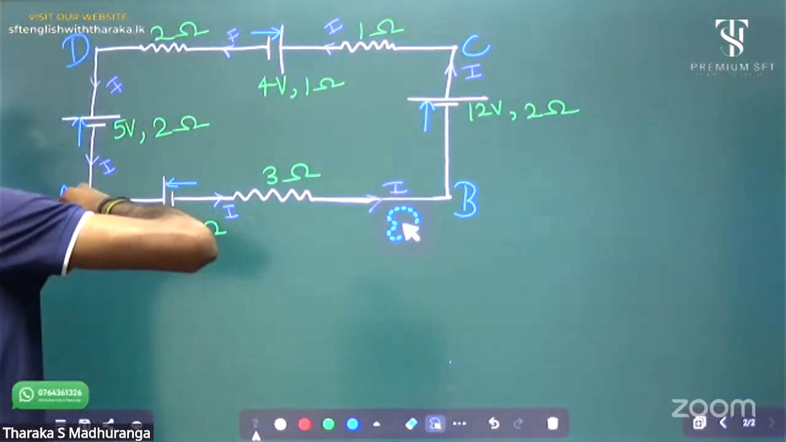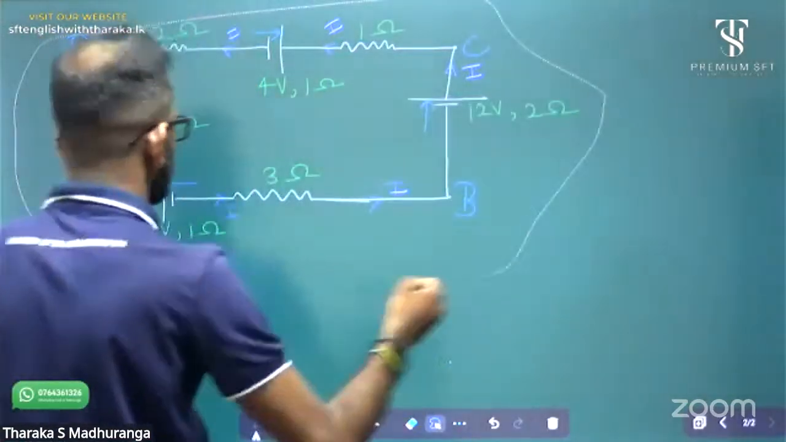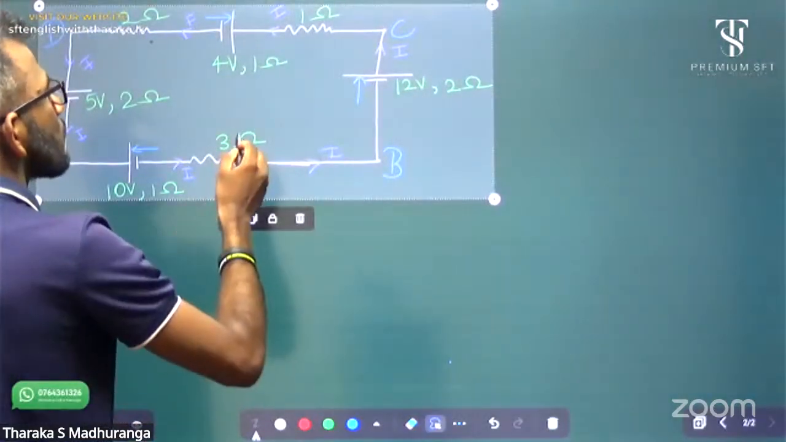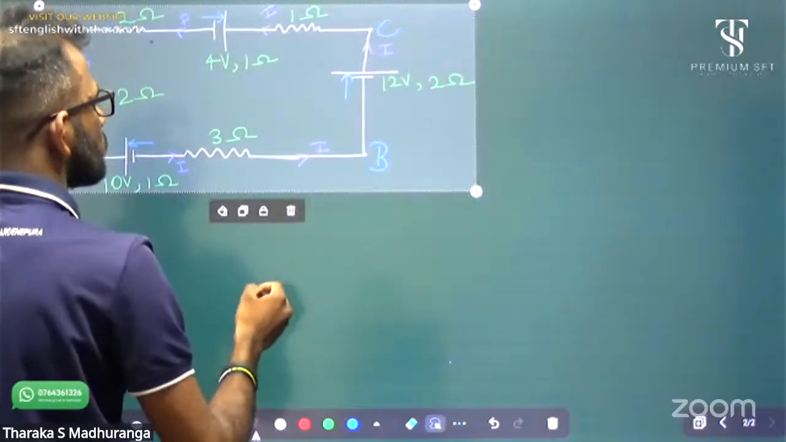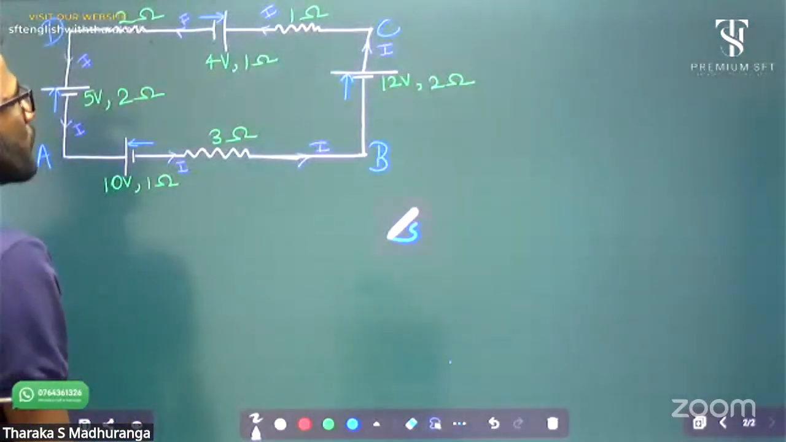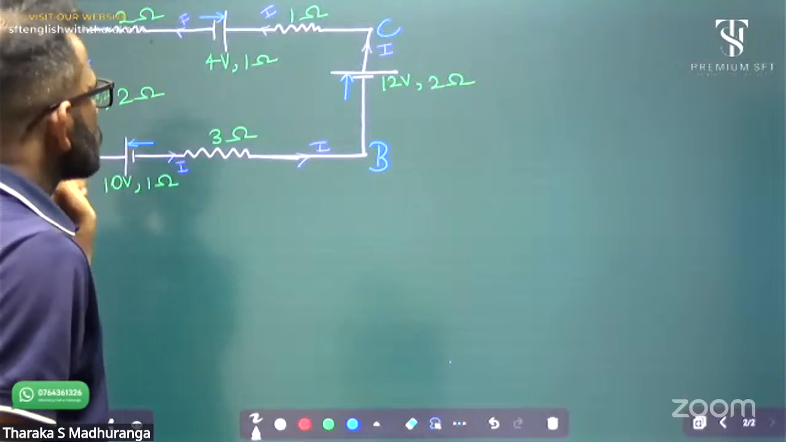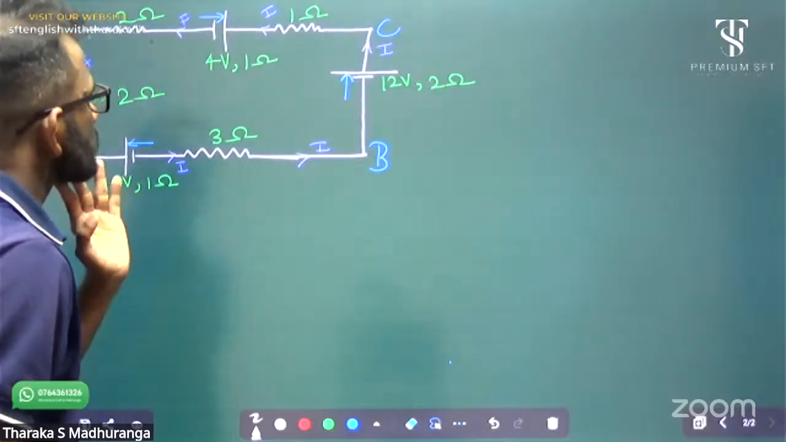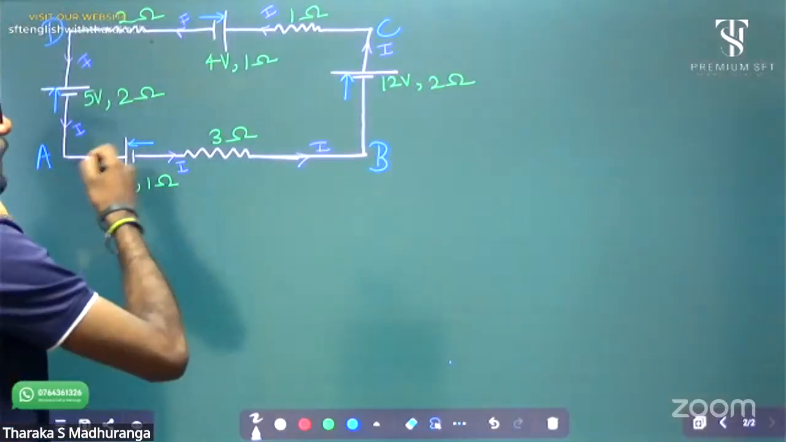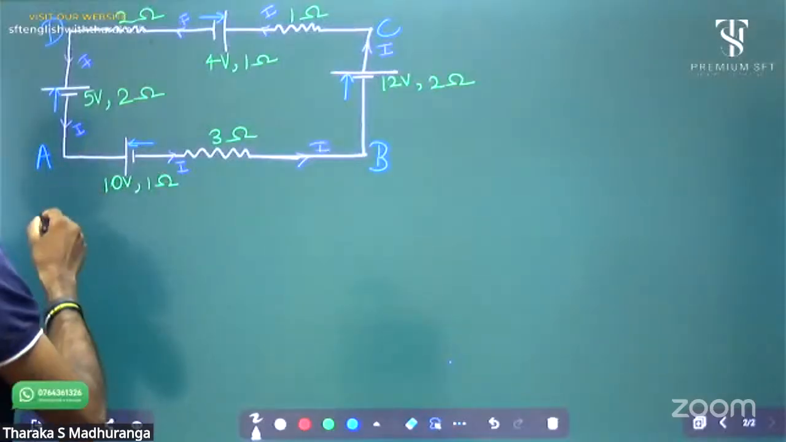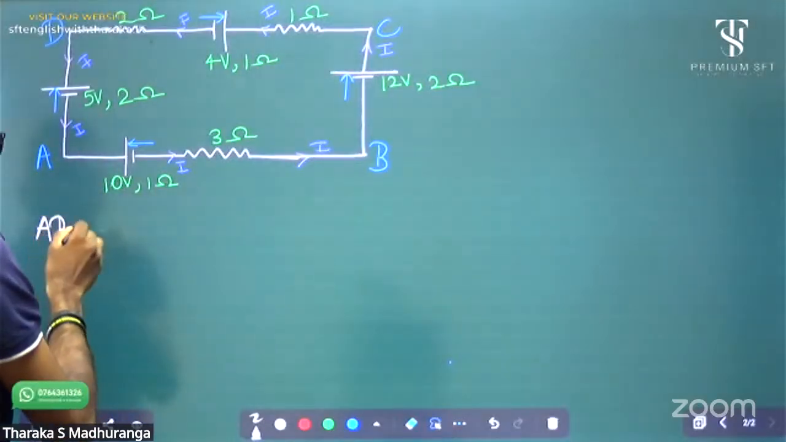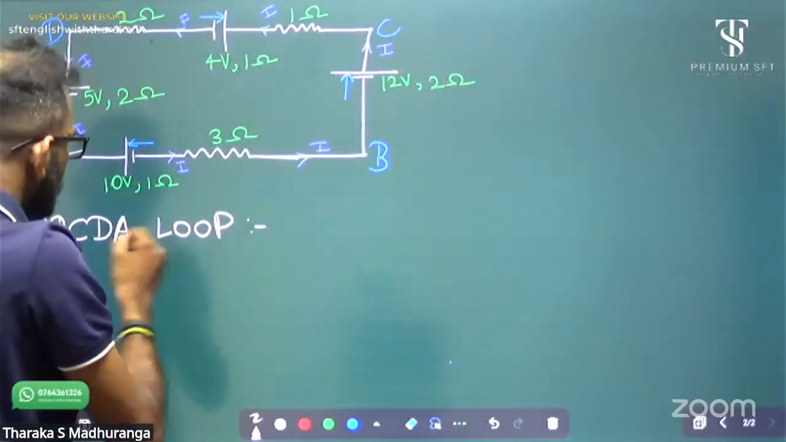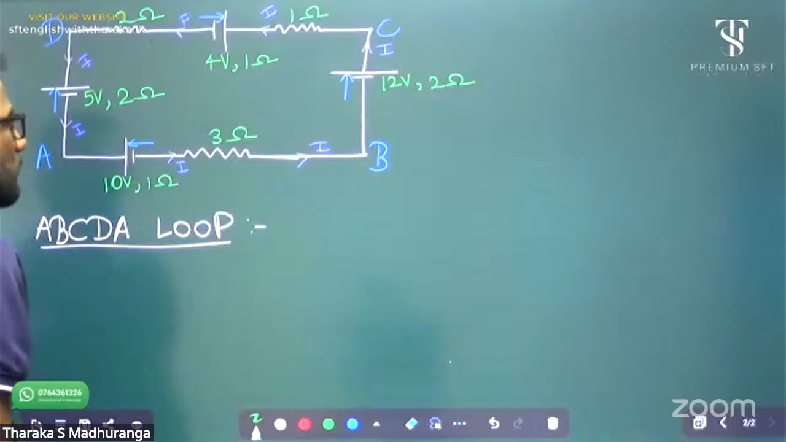Now our circuit is ready to apply Kirchhoff's laws. I'll get more space for our calculation. What is the most suitable loop pattern to start our application? I'm going to apply the A, B, C, D, A loop. Kirchhoff's second law application.